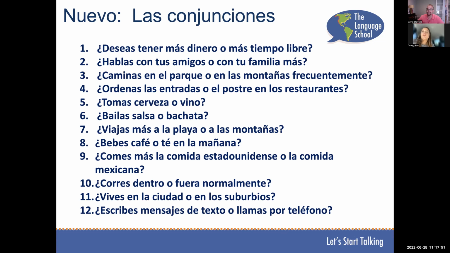¿Caminas en el parque o en las montañas frecuentemente? Camino en las montañas frecuentemente. Frecuentemente. There we go. ¿Ordenas las entradas o el postre en los restaurantes? Ordeno el postre en los restaurantes. Okay, good.